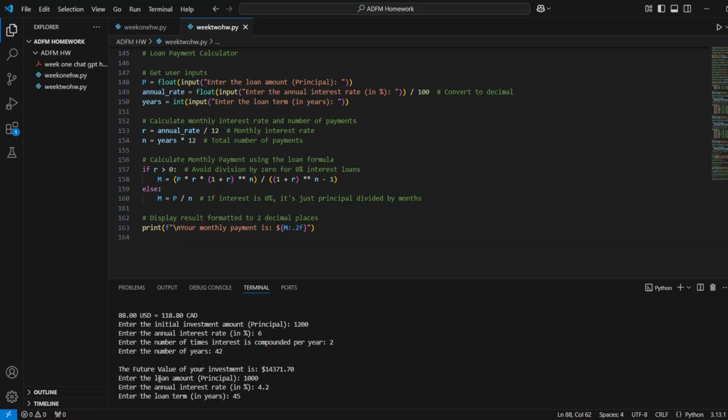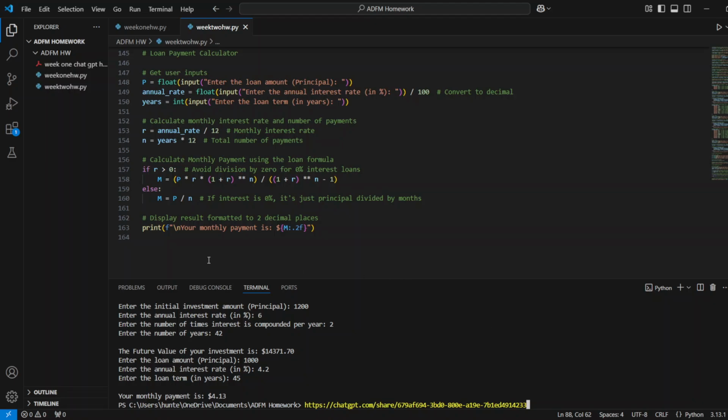And so here, for the principal, which came from these three sections, I added 1,000. Interest rate, I want to do 4.2%. On the loan term, 45 years. And to display the results, this was the program I used to get $4.13 of a monthly payment. So that is my week 2 homework.